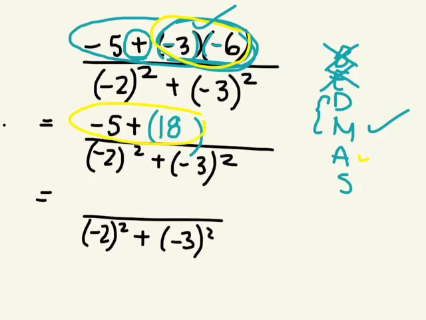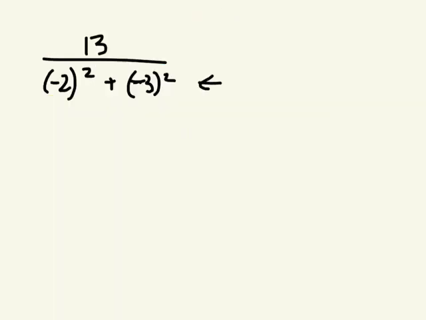We still have to do addition, right? We have this addition. So we have to actually do negative 5 plus 18. The numerator is 13. Okay, so we simplified everything for the numerator. We haven't done anything yet with the denominator, right? So now looking at our denominator, same thing, we have to apply BEDMAS.